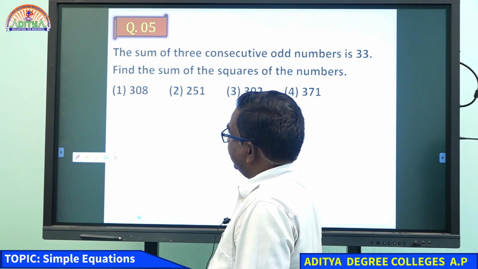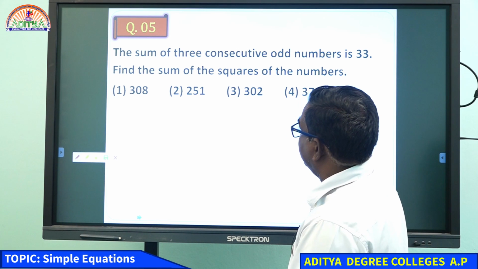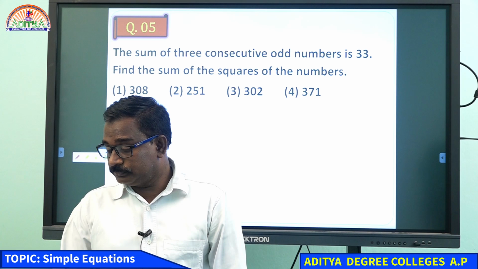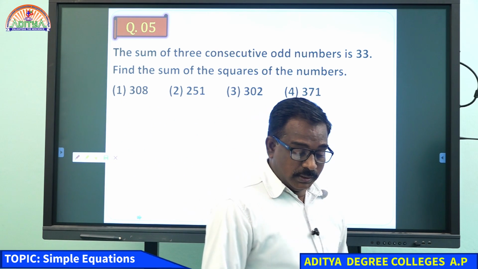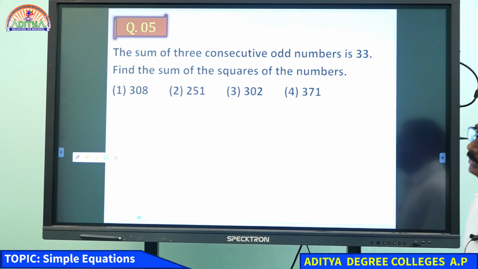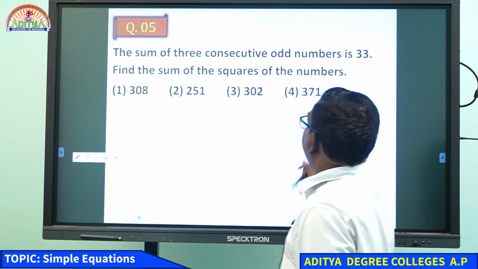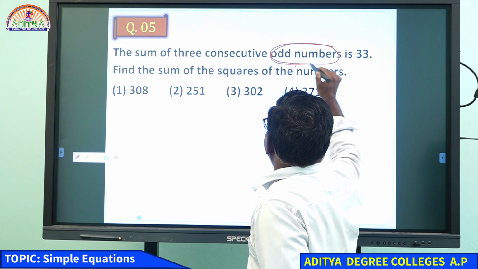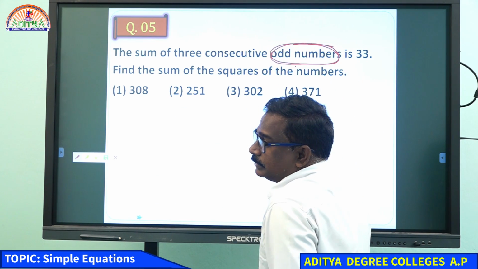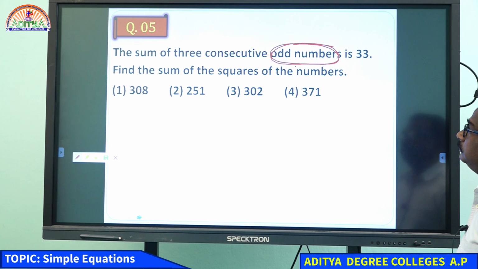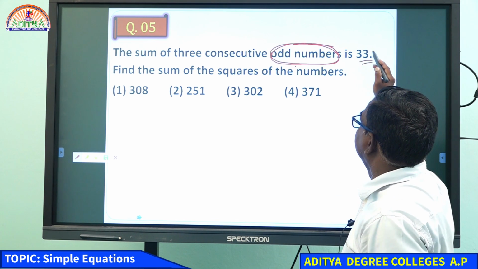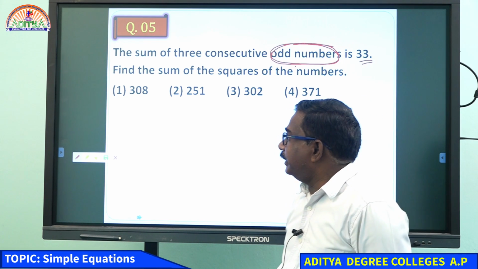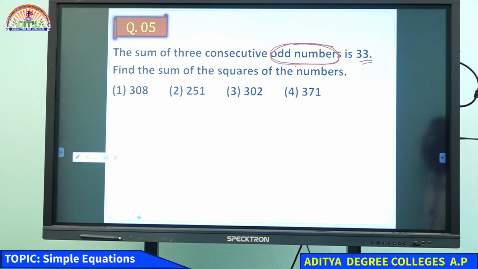Next question. Read it carefully and try to do it. See clearly what was given there. The sum of 3 consecutive odd numbers is 33. Find the sum of the squares of the numbers.